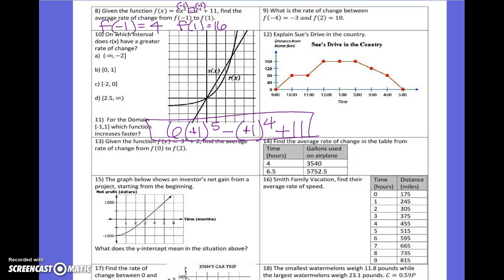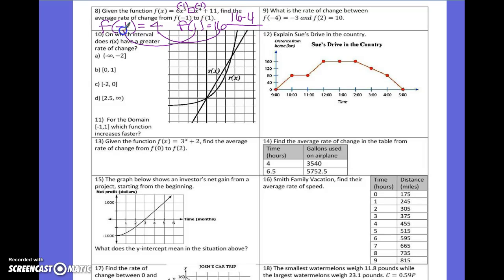And if you remember, to find the rate of change or your slope, because that's the same thing, we're going to do the y, the output minus the output. So 16 minus 4 over 1 minus -1. 16 minus 4 is 12. 1 minus -1, subtracting a negative is the same as adding, so it's a 2. 12 divided by 2 is 6. So the answer to number 8 is 6.